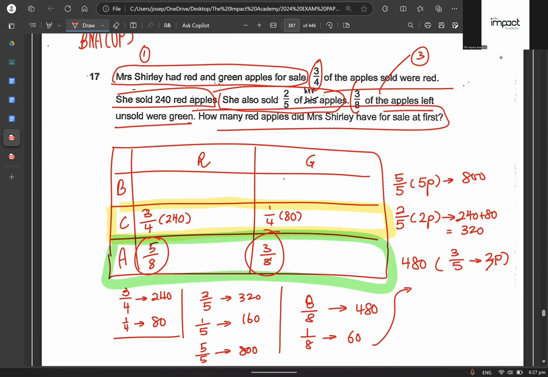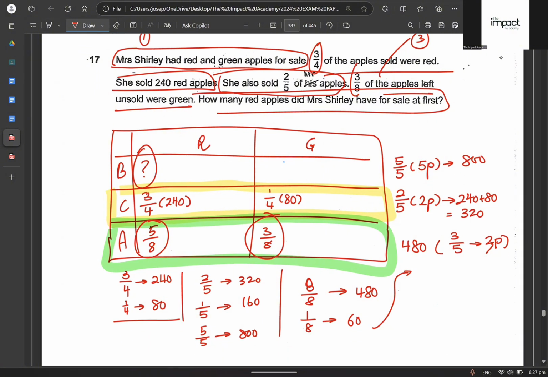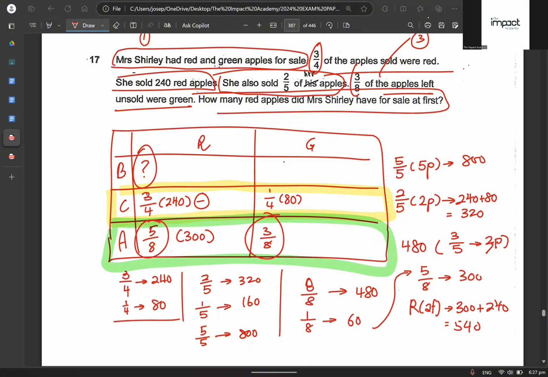How many red apples did Mrs. Shirley have for sale at first? This is the question mark that I'm trying to look for. So we'll have 5 over 8, which is equal to 300. Am I making sense? So this is 300. How do I find the original? Minus or plus? Very good. You want to work backwards. So the red apples at first will then be 300 plus 240. And this is the reason why your answer for this question has to be 540.